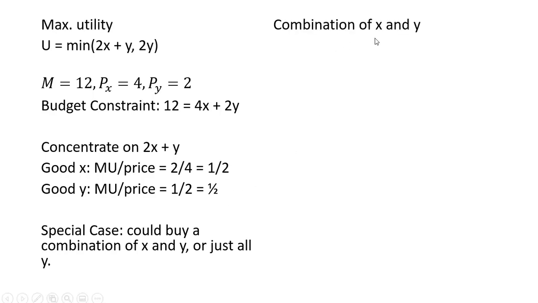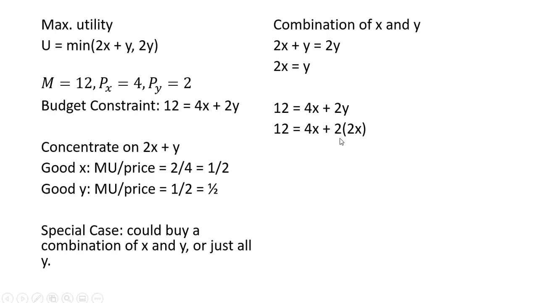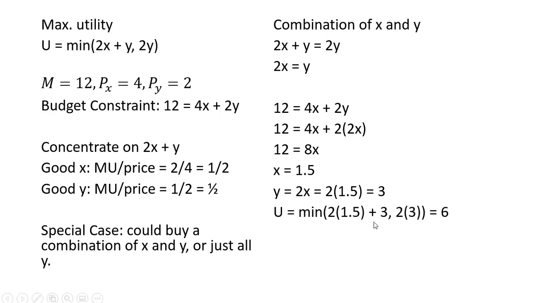If we are going to buy a combination of X and Y, we're going to do what we did before. Set the 2X plus Y equal to 2Y, solve for Y, and then plug into our budget constraint. And in this case, X will equal 1.5, and Y will equal 2 times that, or 3. And our utility will be 6 in this case, the minimum of 6 and 6.